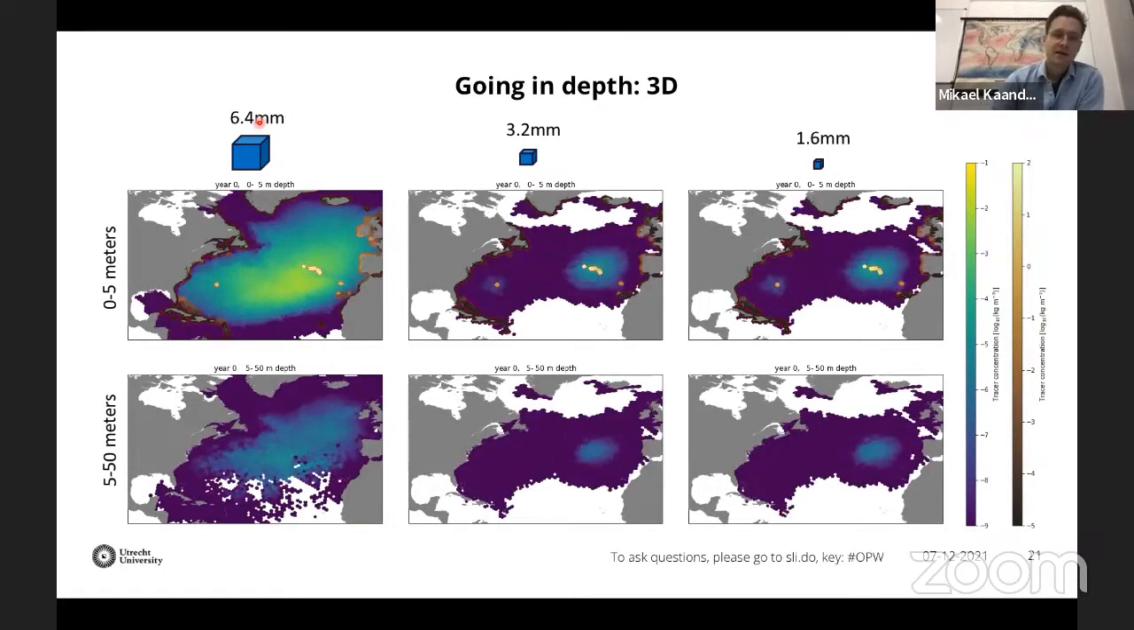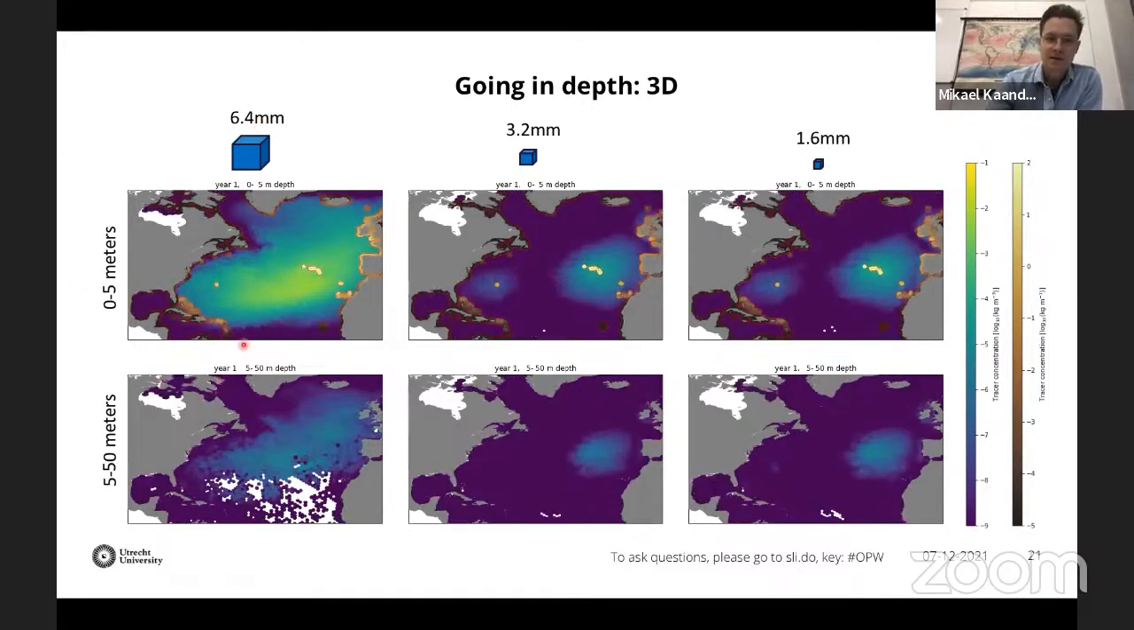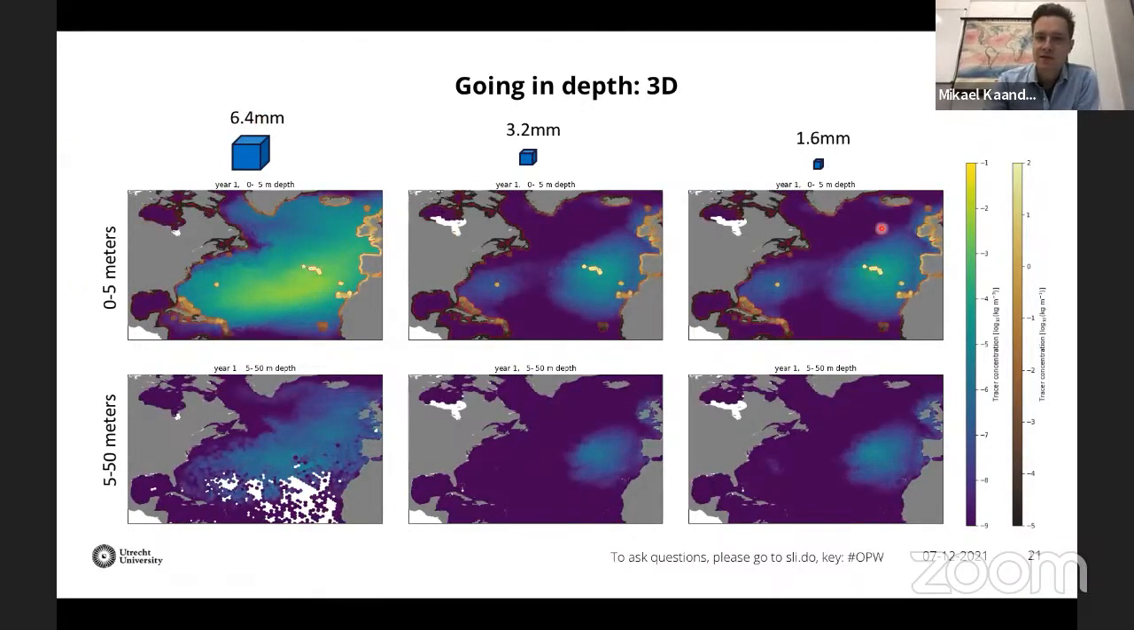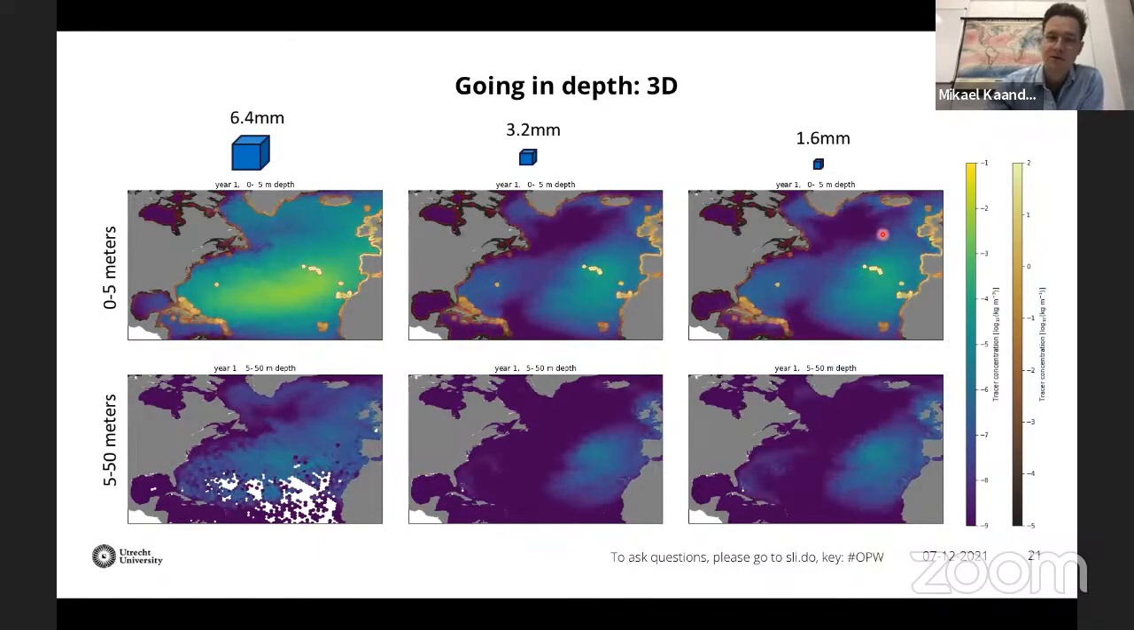So in this case, we see they also start mixing towards the deeper layers. And this is especially the case for the smaller particles. So these smaller particles are less buoyant than the bigger particles. So you see a relatively large proportion of these smaller particles mix into the deeper water layer.